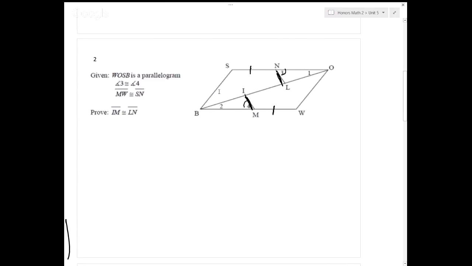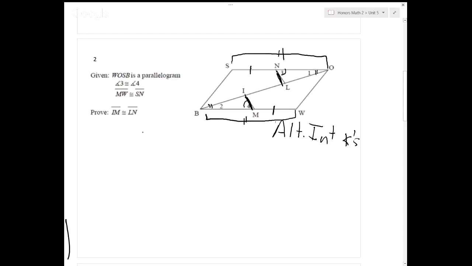So it is a parallelogram, so we know that angle 2 here and angle 1 are congruent, and not because opposite angles are congruent, but because they're alternate interior angles. And we know they're alternate interior angles because it is a parallelogram, and side SO and BW are parallel to one another. From that, we also now need a side. So I can't really do much with BI and OL, but BM and ON are going to help us. So I know this whole side, we'll put two tack marks here, and this whole side is the same. So we can say that SO is equal to BW.